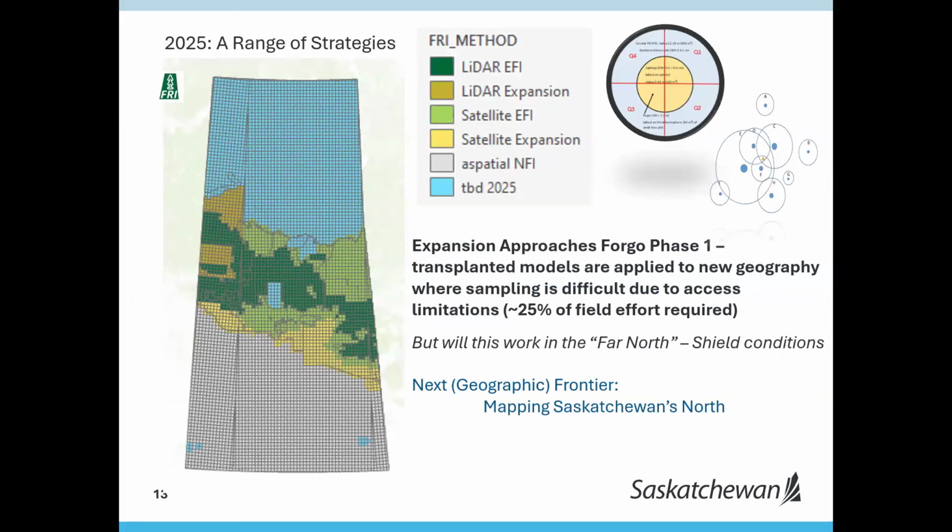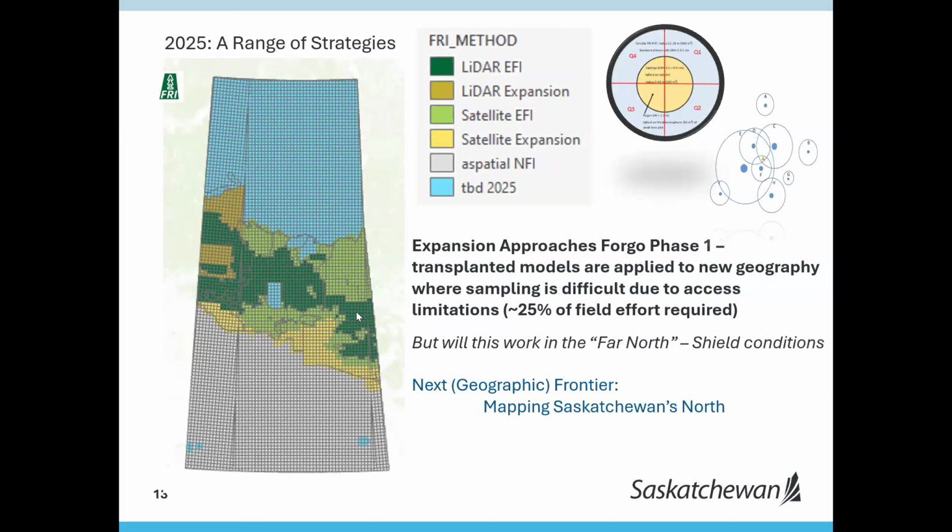So on the other end of the spectrum, in contrast to the total inventory approach that we used in the Prince Albert TSA, or even the two-phase inventories I spoke about earlier, we're looking at expansion approaches for those areas which are very challenging to sample. So this is essentially what Geoffrey was talking about for Thunderbird in BC.